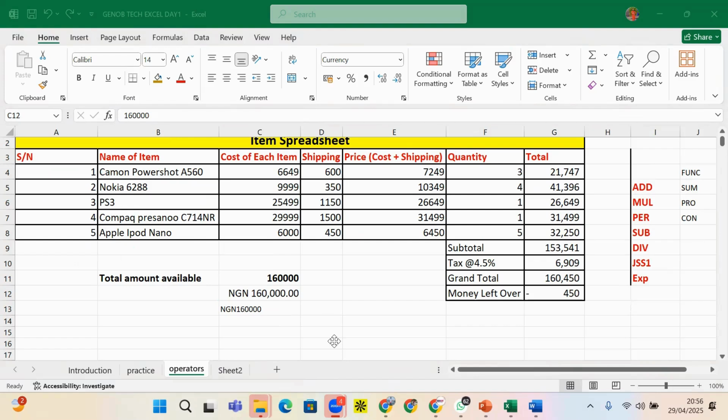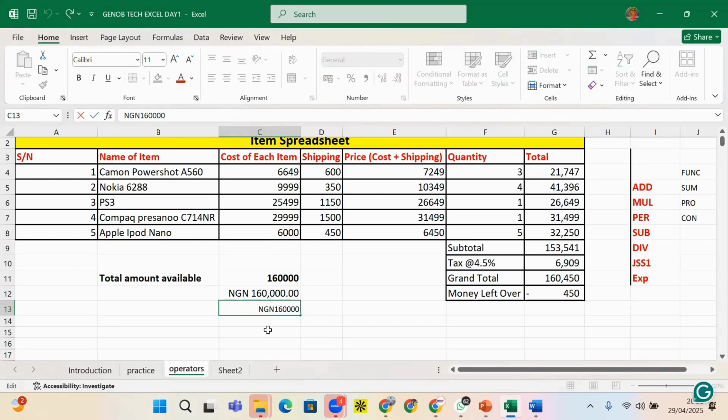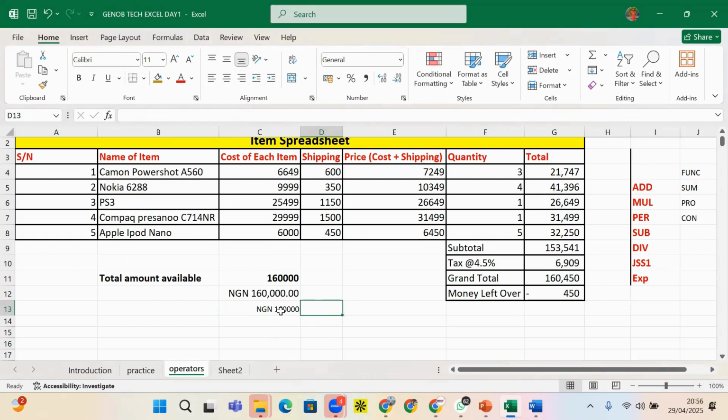I click on OK. Can you see the NGN here? But it's still aligned to the right, meaning this one is a number. But let me align this by myself to the right. You see, I've aligned it to the right, but this does not make it a currency. It is still a text.